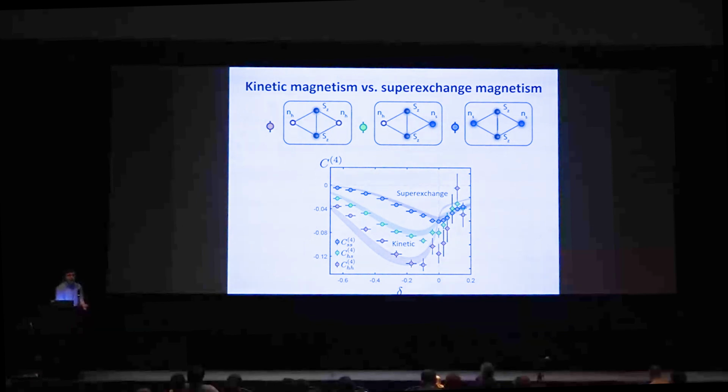Okay, so another thing to point out here is that in this system, because we're working at finite interactions, we have both super exchange magnetism and also the kinetic magnetism in the story. And what I was trying to explain here is that the kinetic magnetism, because it's of order T rather than J, it's a stronger form of magnetism. It survives to higher temperatures.